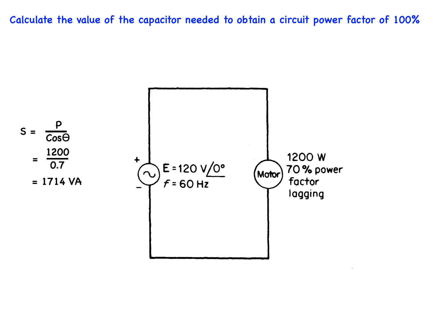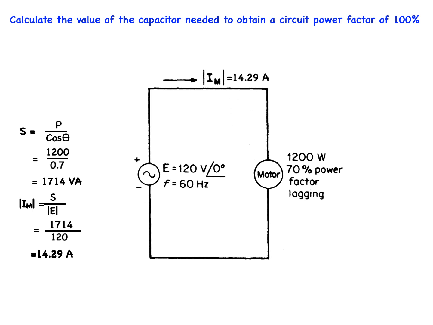1714 VA. Hence, the magnitude of the motor current, I, is simply S divided by the magnitude of the voltage E, which equals 1714 VA divided by 120 volts, and that equals 14.29 amps. This is designated as IM in our diagram.